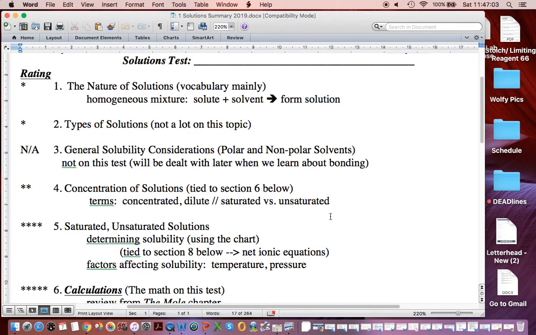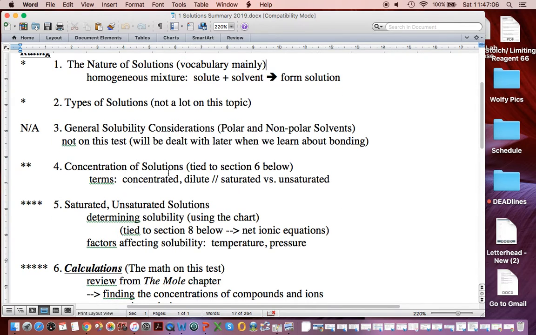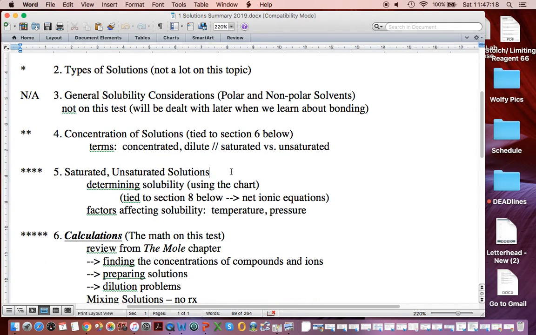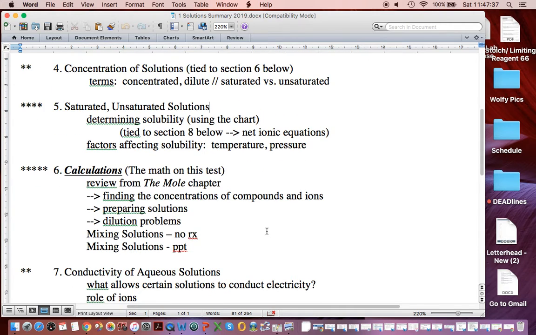There will be some math, concentration of solutions, that takes you back to the wacky world of the mole. n equals CV, and figuring out if you have a high molarity or a low molarity. You should know the difference between a saturated and unsaturated solution. If you have a saturated solution, you have the maximum number of ions dissolved possible. If we add any more ions, we will get a precipitate. Unsaturated, you can add more ions without forming a precipitate.